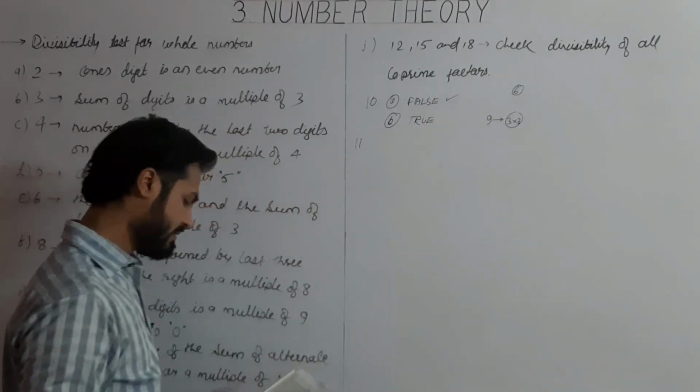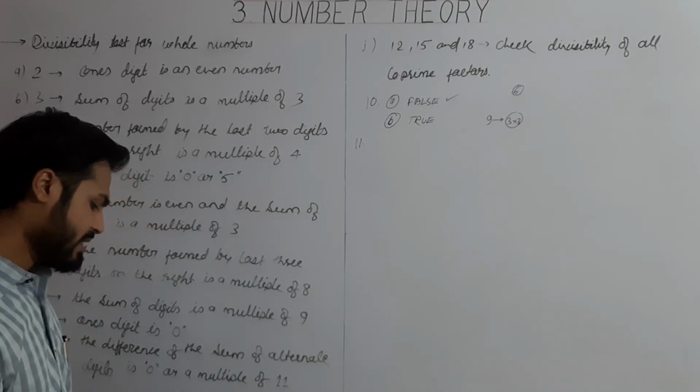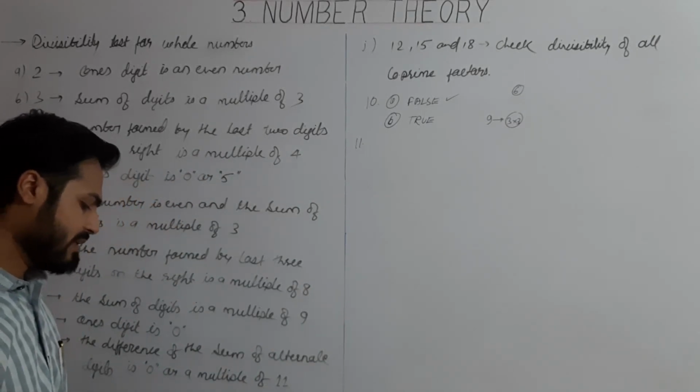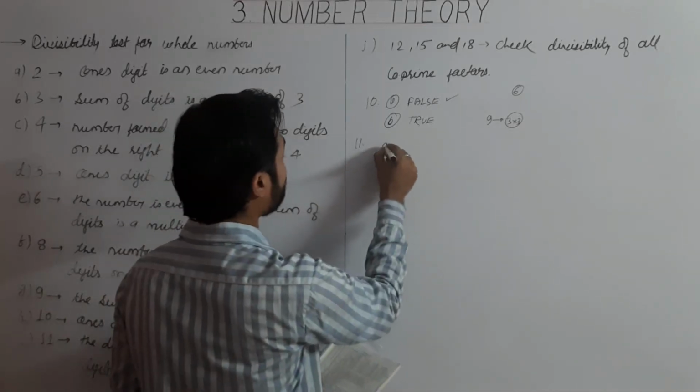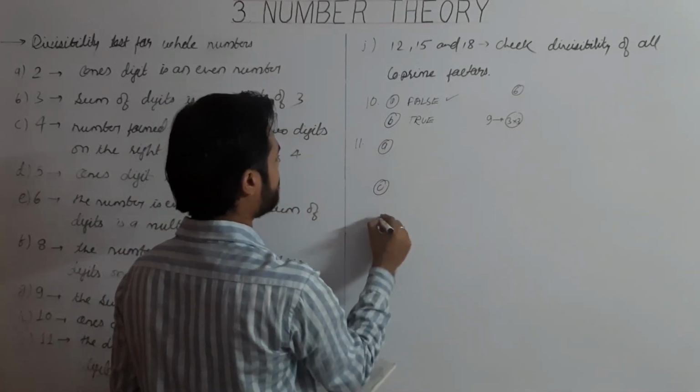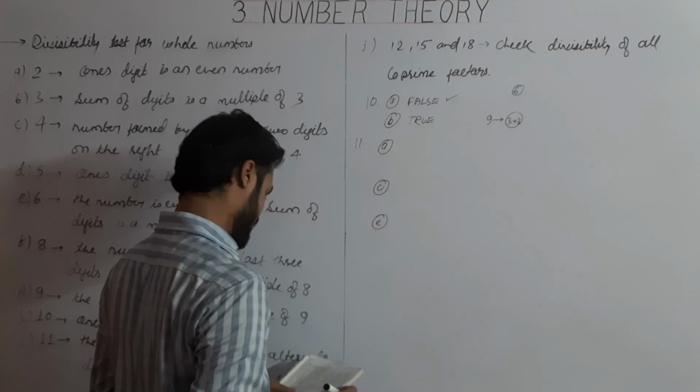Next, question 11. Fill in the gap in each number with least possible numbers so that part A, part C and part E.